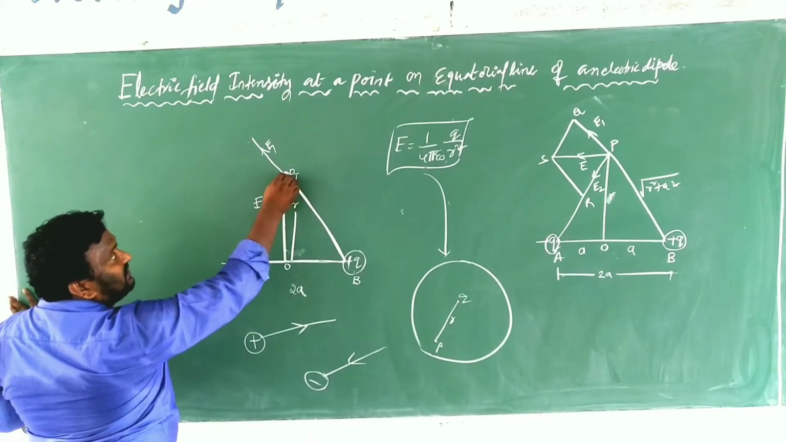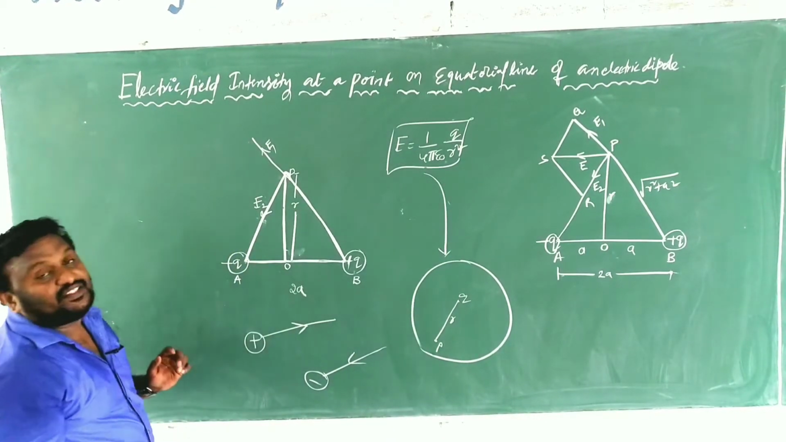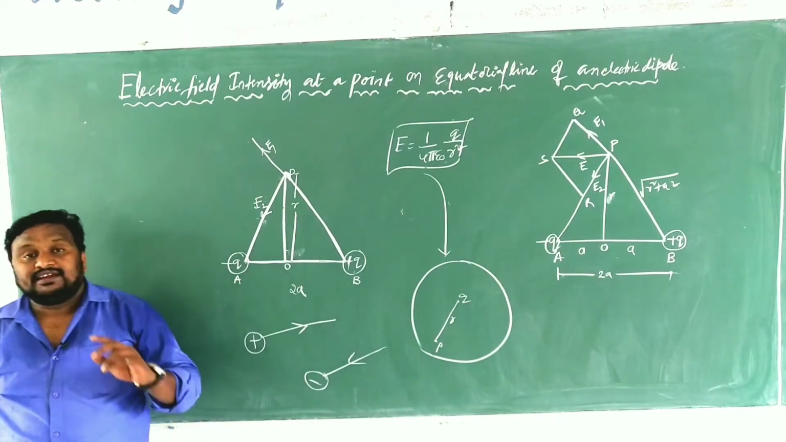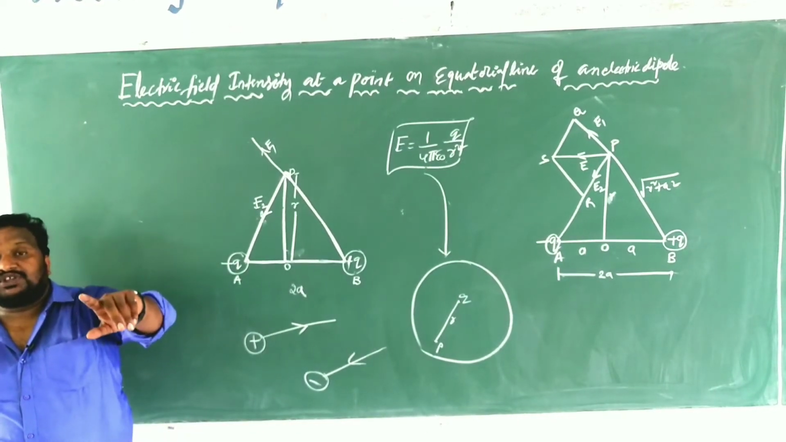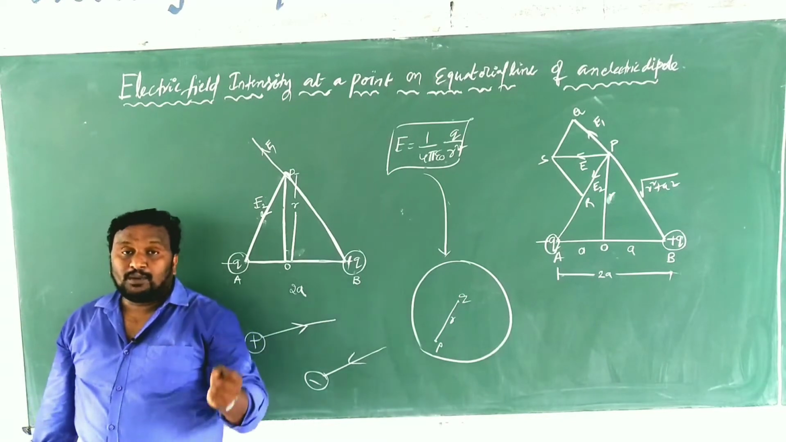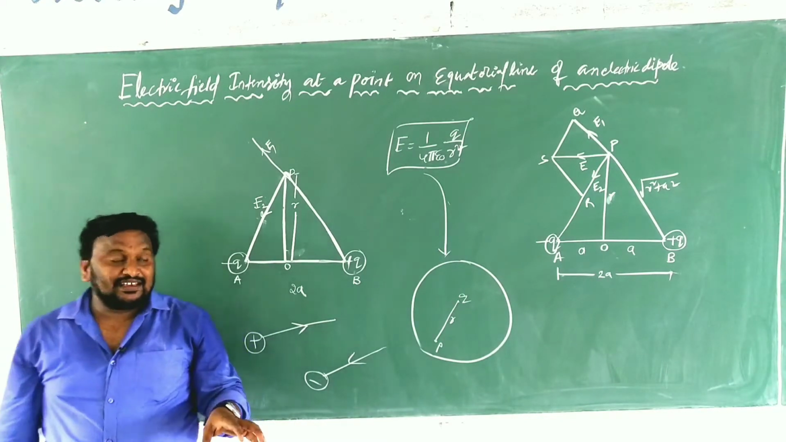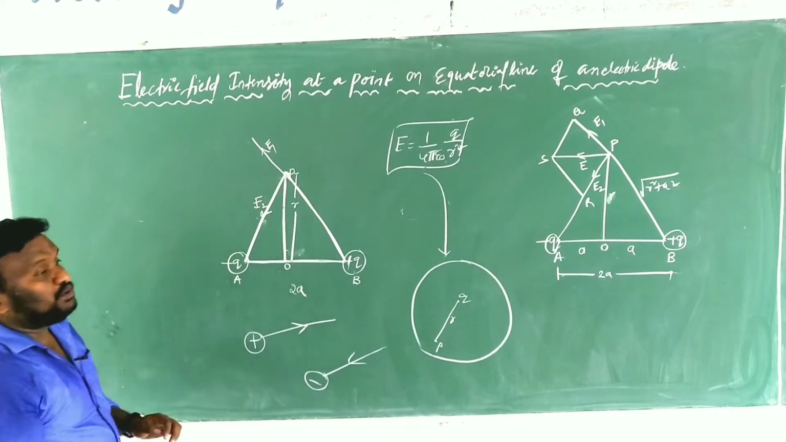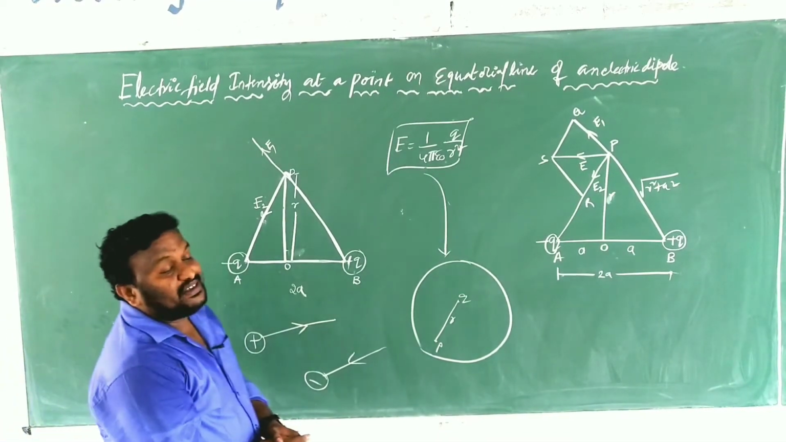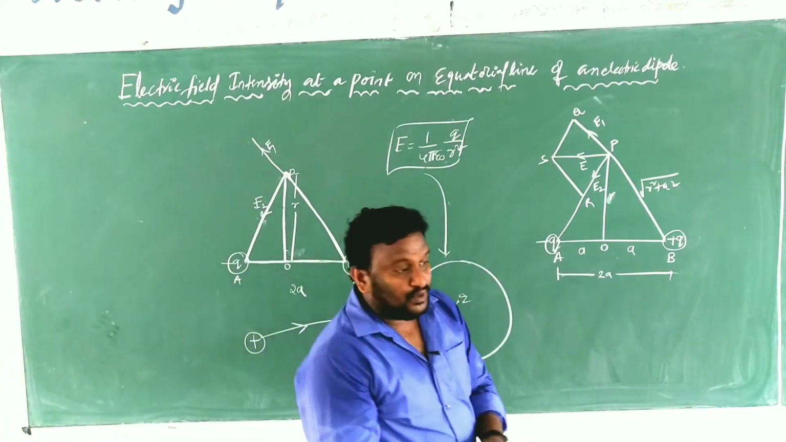So after that, children, E1 is there, E2 is there. At the point B, there are two electric fields. One is because of plus Q and one is because of minus Q. Then here, in first year we have one parallelogram law of vectors. What's that?